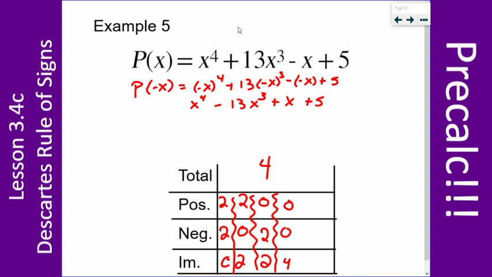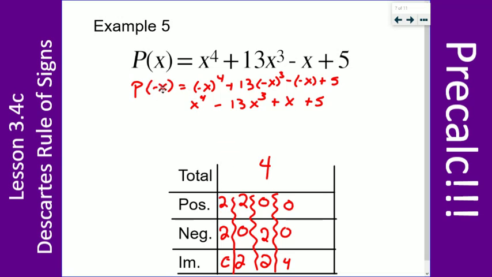Okay, so we're back. This is what this should have looked like. We say we have 4 total solutions because we have a degree of 4. And then when we take a look at our possible positive real solutions, we have 0, 1, 2 sign changes. So we have potentially 2 positive real solutions.